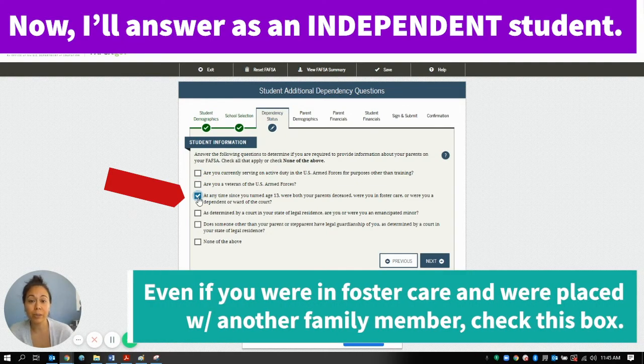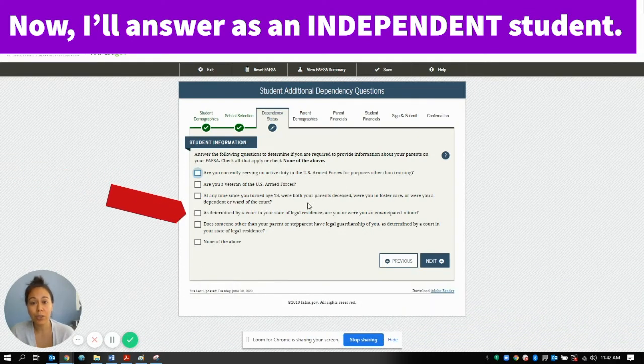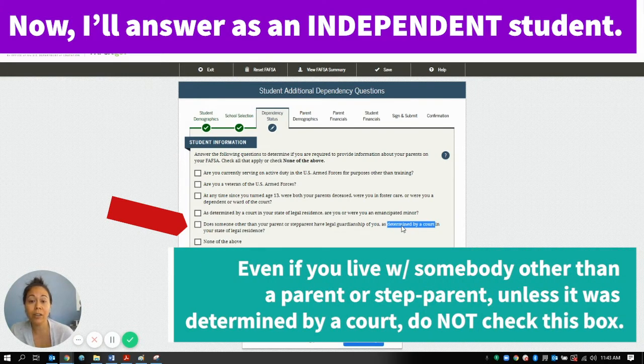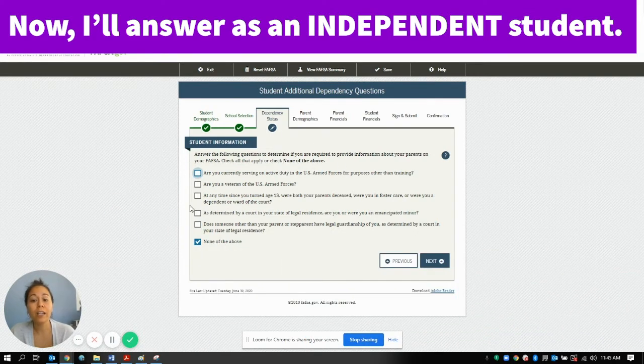Even if you were in foster care and placed with another family member, you would be able to check that box. Another is if, since you turned 13, both of your parents have passed away, if you were an emancipated minor, or someone other than your parent or step-parent has legal guardianship of you as determined by a court. That piece, as determined by a court, is the important piece in that question. Even if you live with somebody other than a parent or step-parent, unless it was determined by a court, you're not going to check that box. If any of these apply to you, then you will check these boxes.